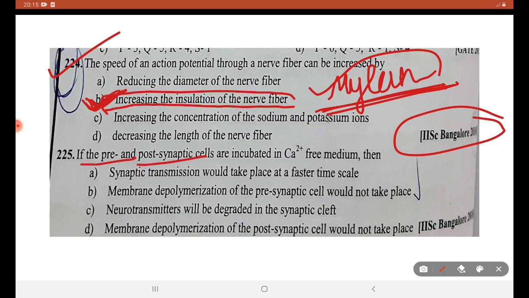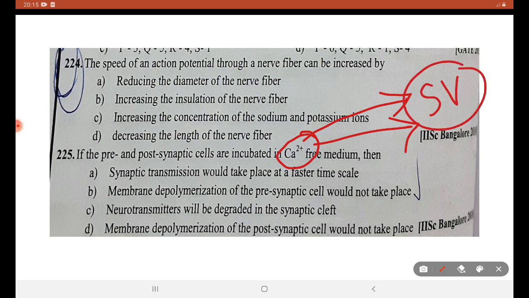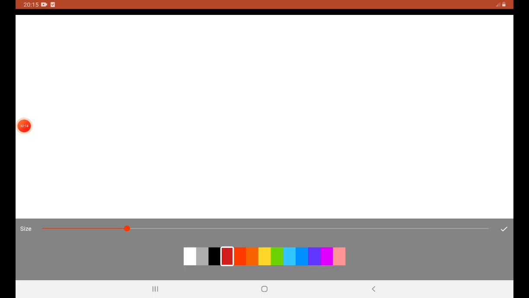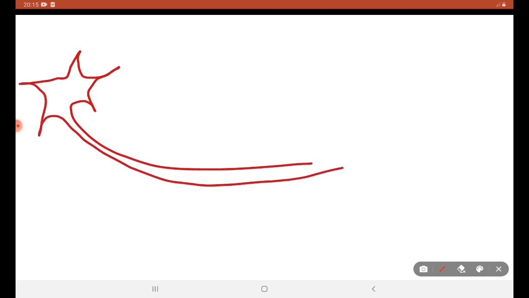Presynaptic and postsynaptic cells are incubated in Ca2+ free medium. Then what will happen? So in neurotransmission, in synaptic transmission, Ca2+ is involved. Ca2+ is involved in stimulation and production of neurotransmitters in synaptic vesicle. Consider this as a neuron 1. As neuron 1, we have an end plate here.